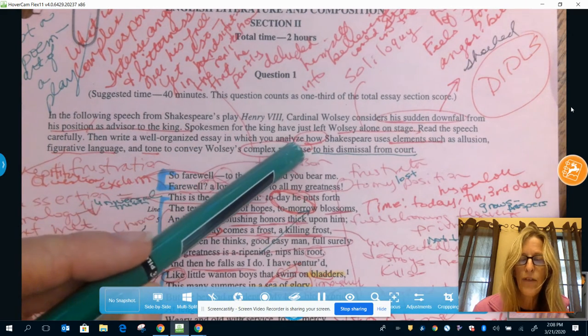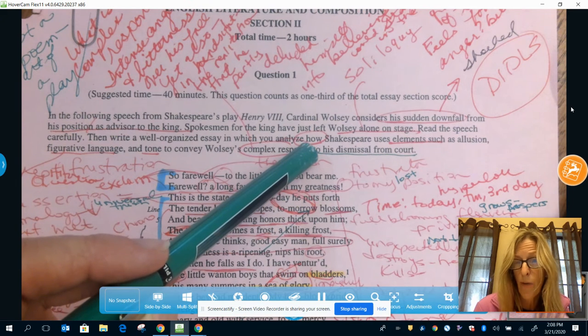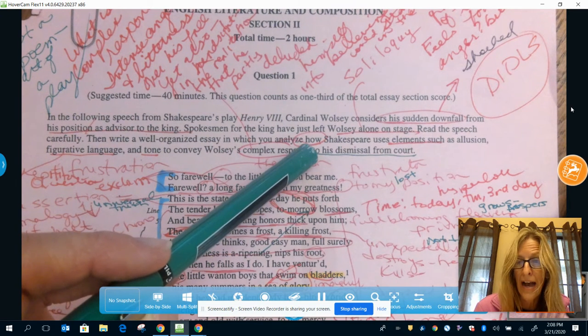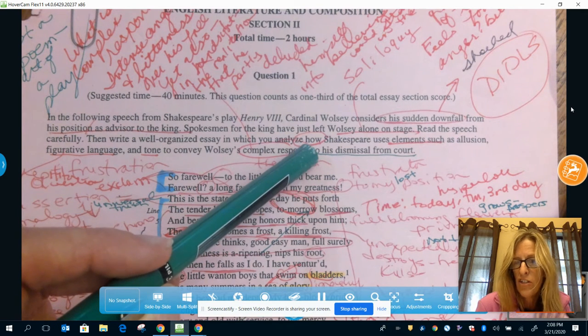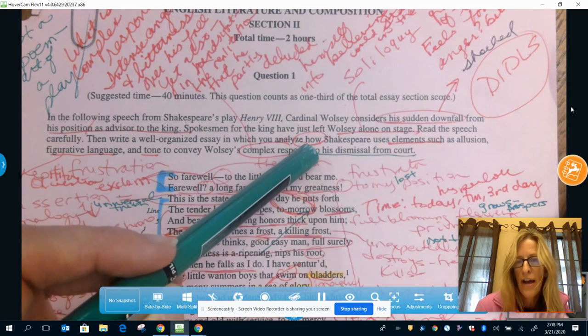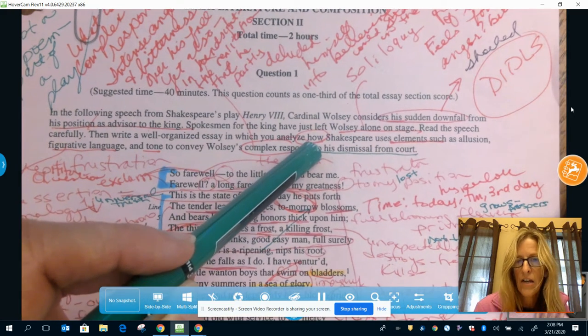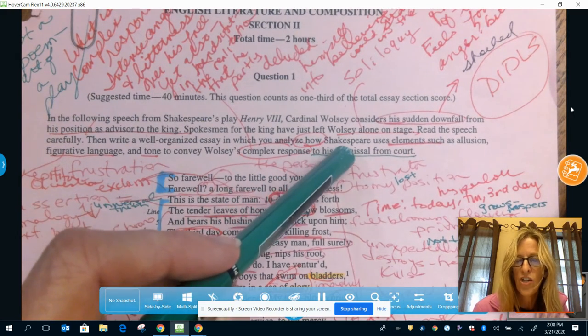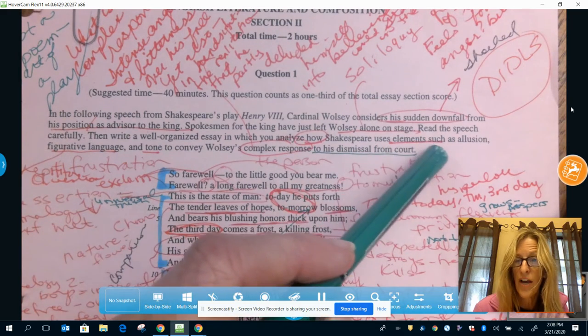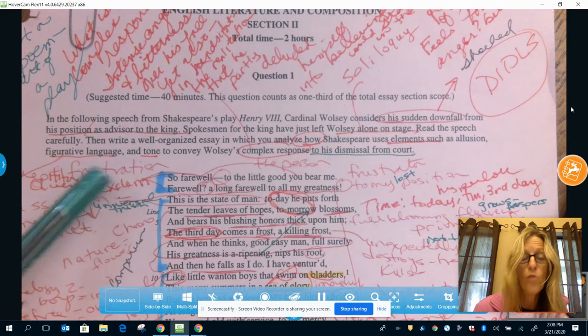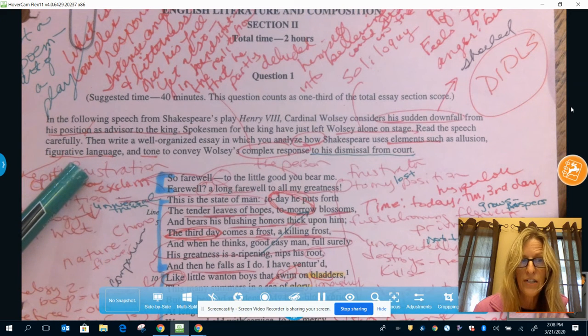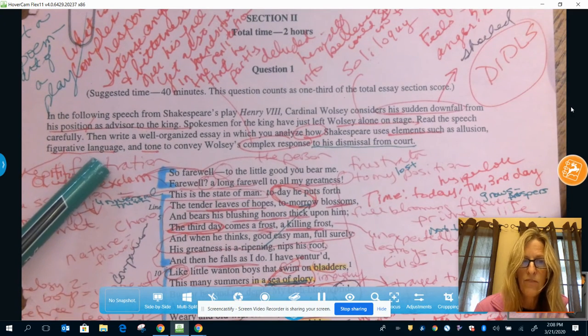Write the essay in which you analyze how. It's always about how because that's the key word you're going to see throughout the stems for the AP lessons that they're teaching. It always says, how does it function? Function is how. How is an author crafting the poem or the passage? How does Shakespeare use elements such as, so these are options, allusion, figurative language, and tone. You're going to have to remember all the different types of figurative language, simile, metaphor, personification. Those are some of the main ones.